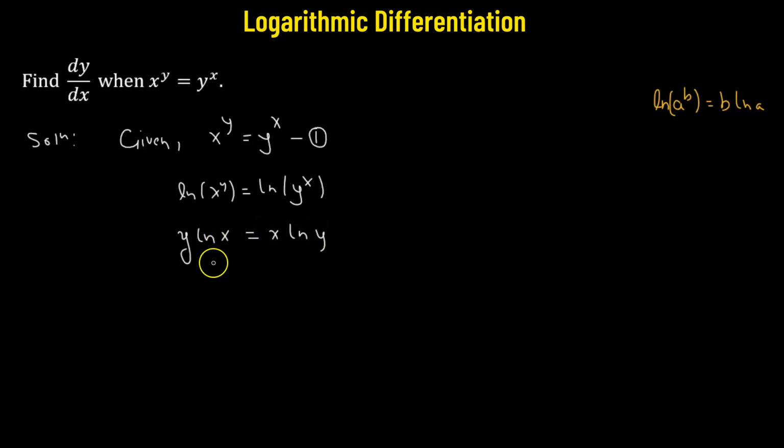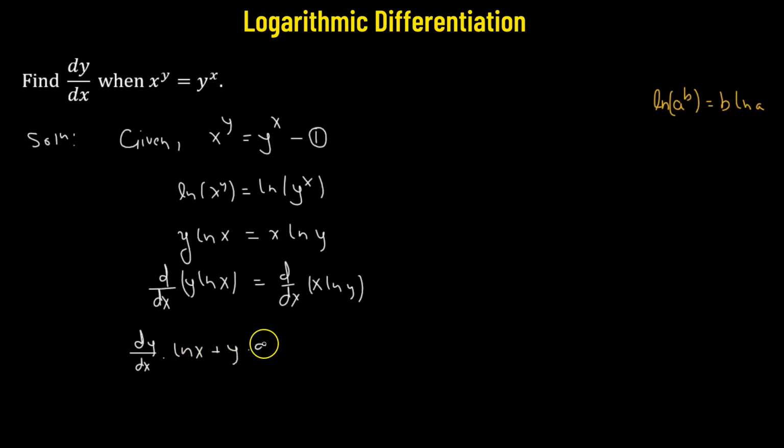Now what we can do, we can take the derivative on both sides with respect to x. So we have d/dx of y log x equals d/dx of x log y. Now on both sides, we have to use the product rule. That means we now have the derivative of y with respect to x multiplied by log x, plus y multiplied by the derivative with respect to x of log x. This will be equal to the derivative of x with respect to x times log y, plus x multiplied by the derivative with respect to x of log y.